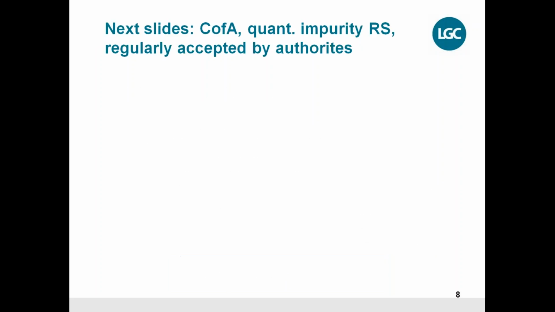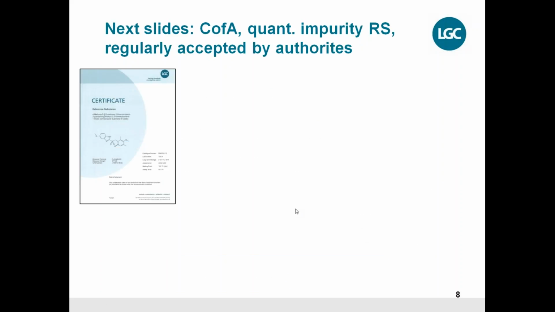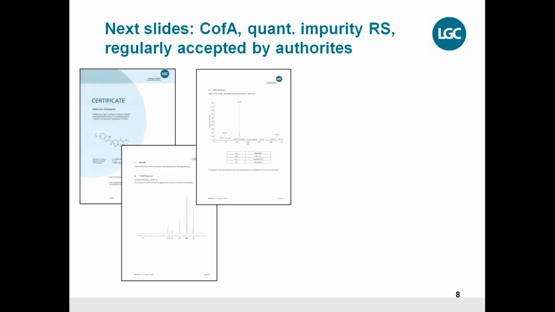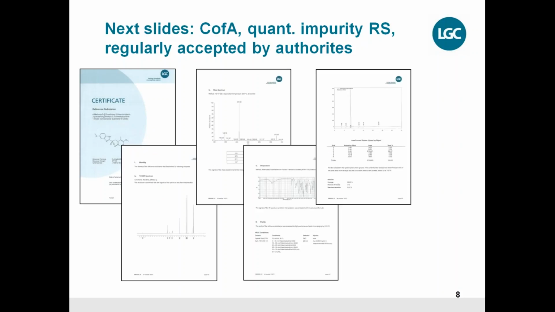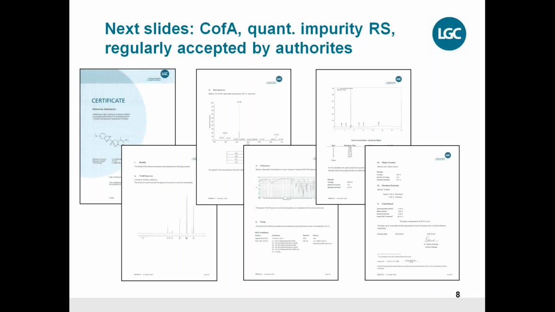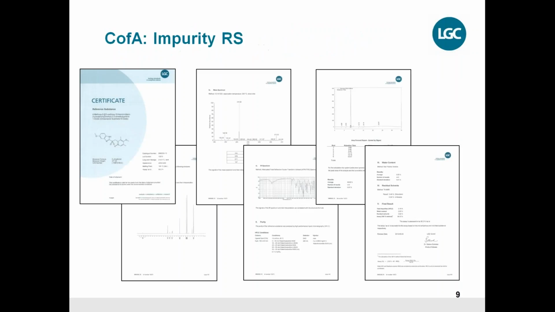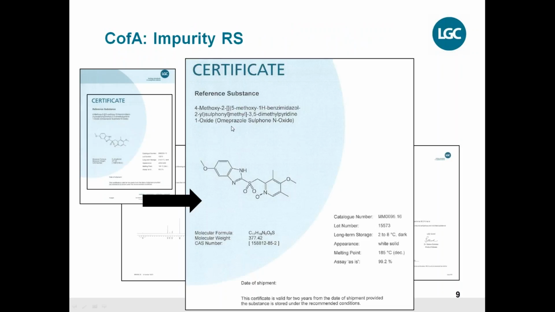Now in the next slides, I would like to show you our certificate of analysis that we set up for quantitative impurity reference standards. And as I said, these are regularly accepted by the authorities. The material here is omeprazole sulfone N-oxide, with molecular formula, structure formula, molecular weight, a CAS number if it is available, and some general data, and the assay that we have set up with the 100% method. It's shown later once again in the certificate.